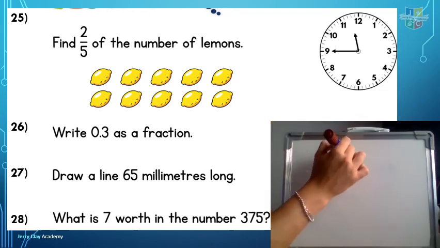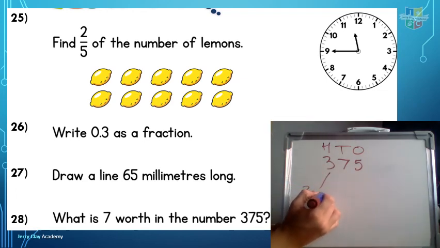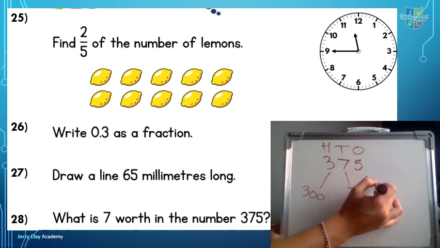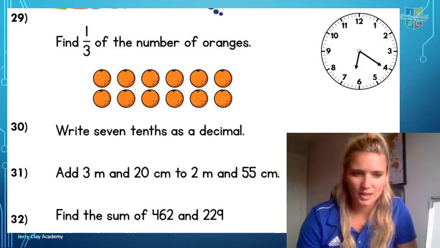Finally, in 375, if you had partitioned it, you had 300, you had 70, and then you had 5. So well done if you got those correct.